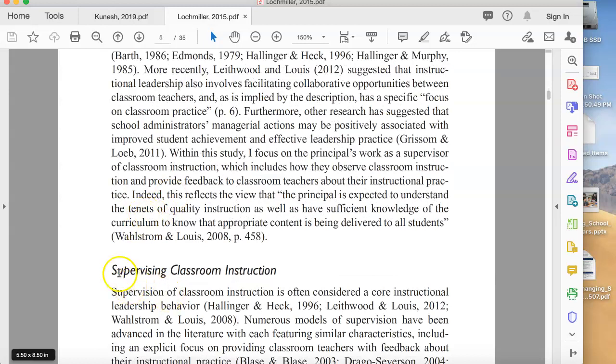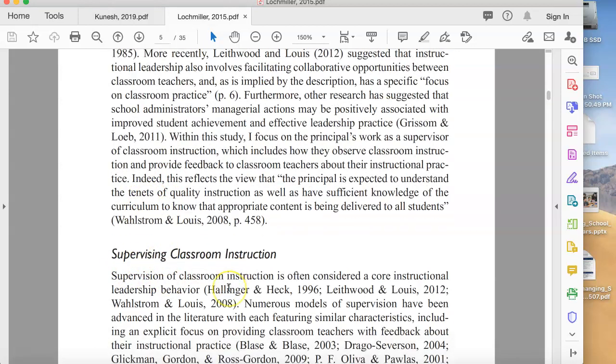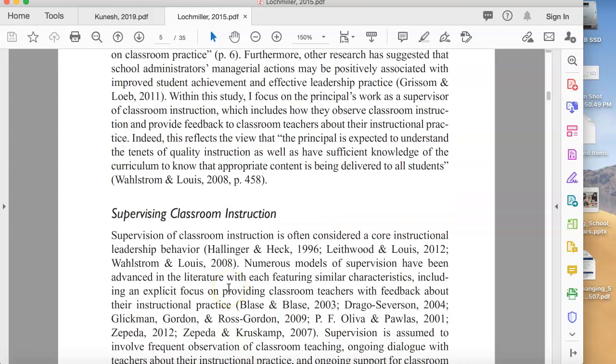What does it mean to supervise classroom instruction? What are the main points that prior researchers have made?